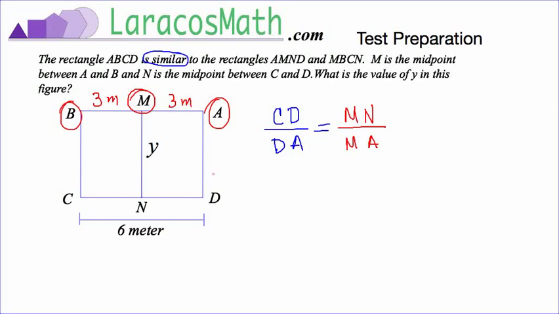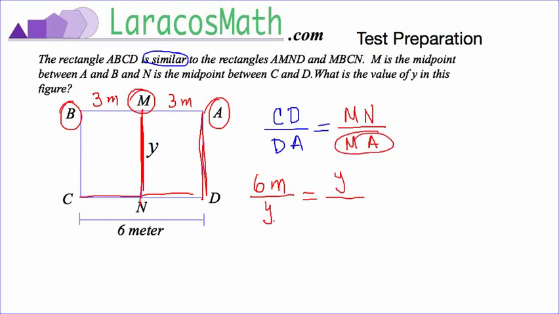So when I make this proportion, I say CD, so this is 6 meters, divided by DA, which is just Y. I don't know the value for Y, but I know MN is also Y, and I know this value is only 3 meters. I'm gonna make 3 meters. So now I have a proportion, and the way to solve this is using cross multiply.